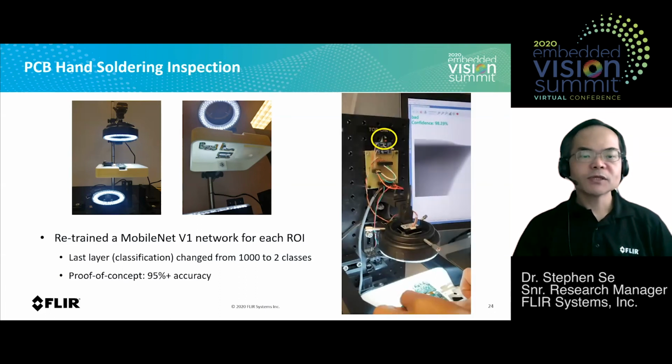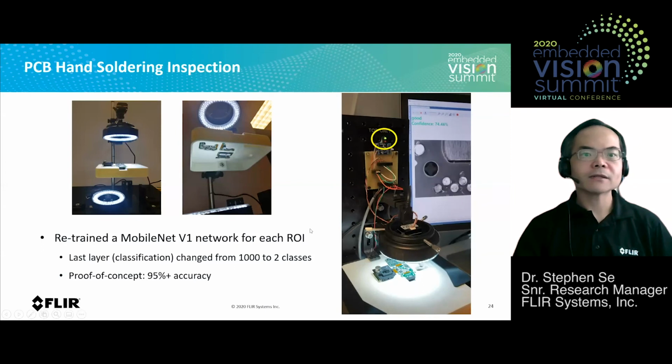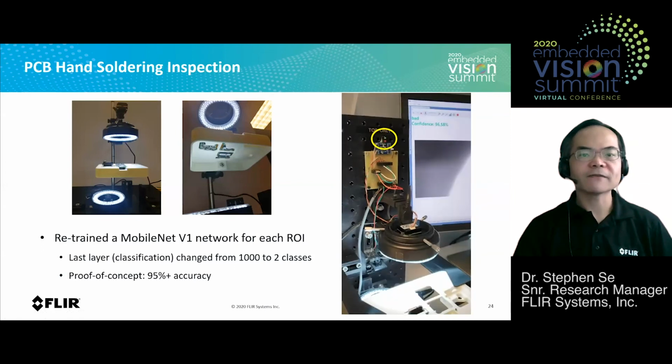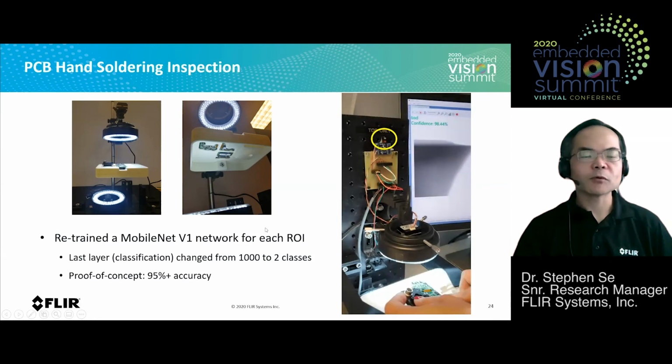This video shows our prototype system. After a PCB on the carrier has been inserted, it will indicate the inspection result using a green or red LED light for pass or fail, as circled in yellow here. We have plans to improve this further and deploy it for production use at FLIR.